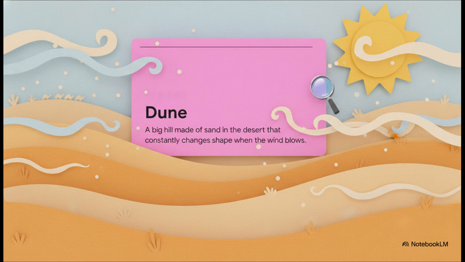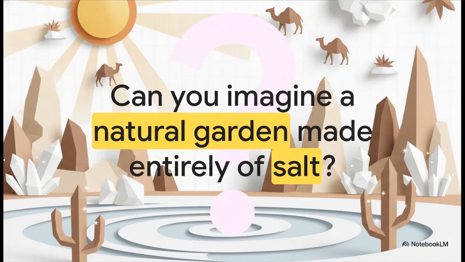And you know what the most magical part is? They keep changing shape every single day, because the wind just never stops moving that sand around. So remember, a sand dune is a moving hill of sand shaped entirely by the wind. Now, I've got another think and answer question for you all. Can you imagine a natural garden made entirely out of salt?